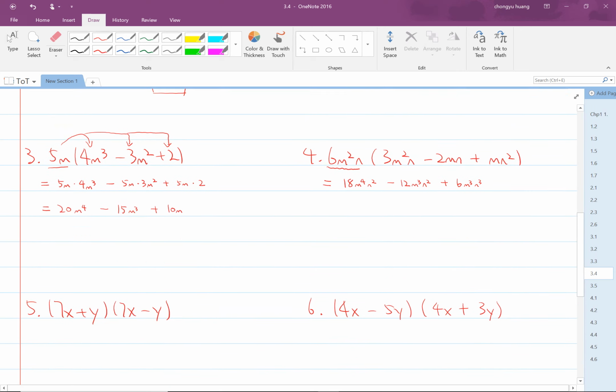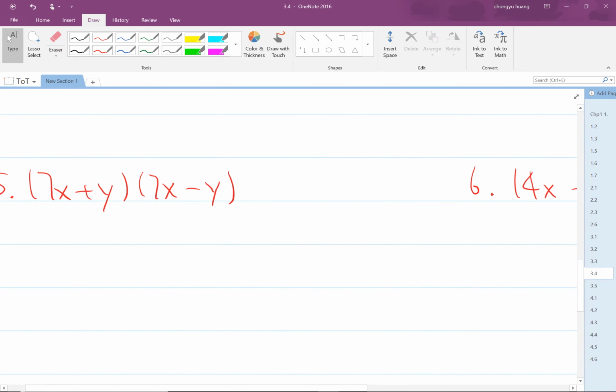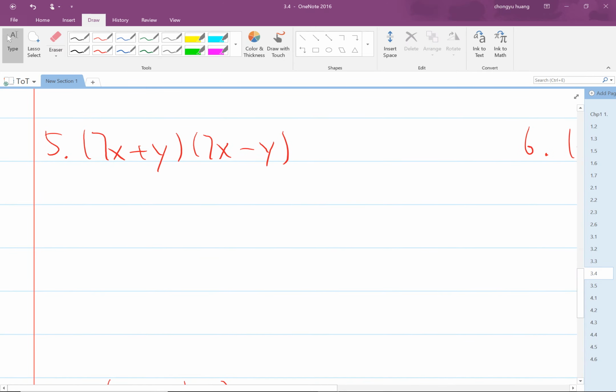So now let's move into question 5. Question 5 is the first time which we're going to use the property. Remember previously I said those 3 properties you have to memorize because it is really important, right? So let's record the property for this question. The property which we're going to use over here is this one.